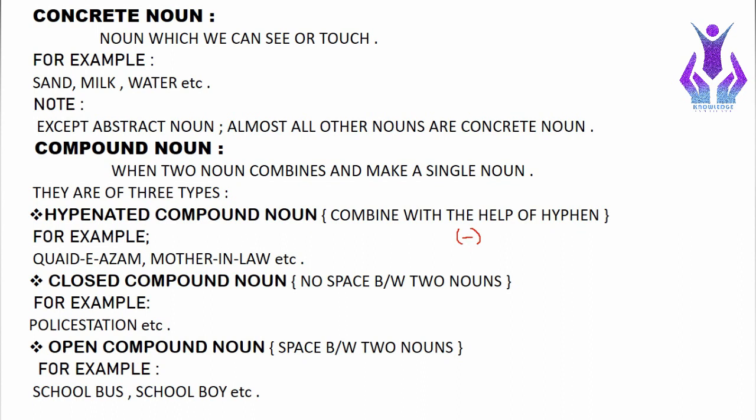The next one is closed compound noun, when there is no space between the two nouns. For example, police station. The next one is open compound noun, when there is a space between two nouns. For example, school bus, school boy. So there is a space between these two, so these are called open compound nouns.